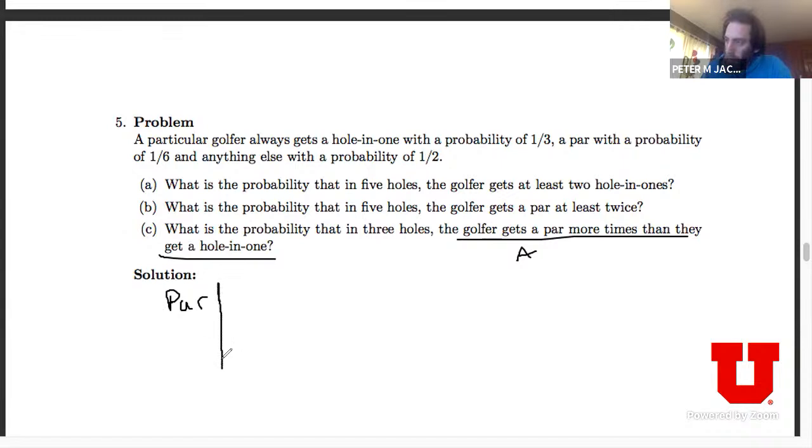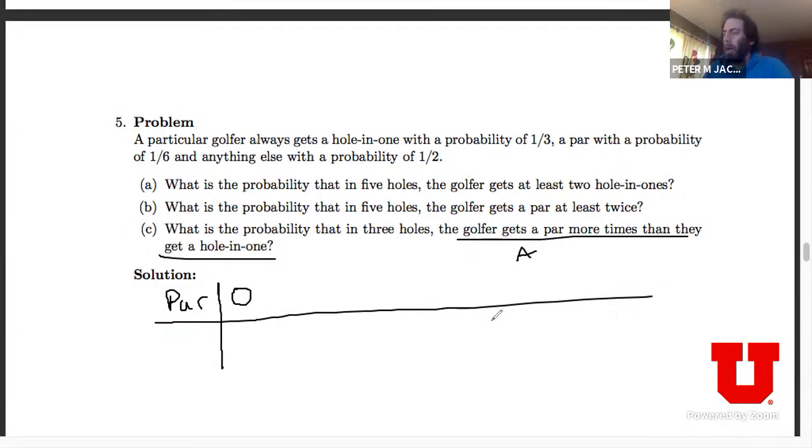So if they got a par 0 times, then could they have gotten more pars than holes in 1? Yeah, that's right. No, they could not have. So we don't have to worry about that. The next one is they got a par 1 time.